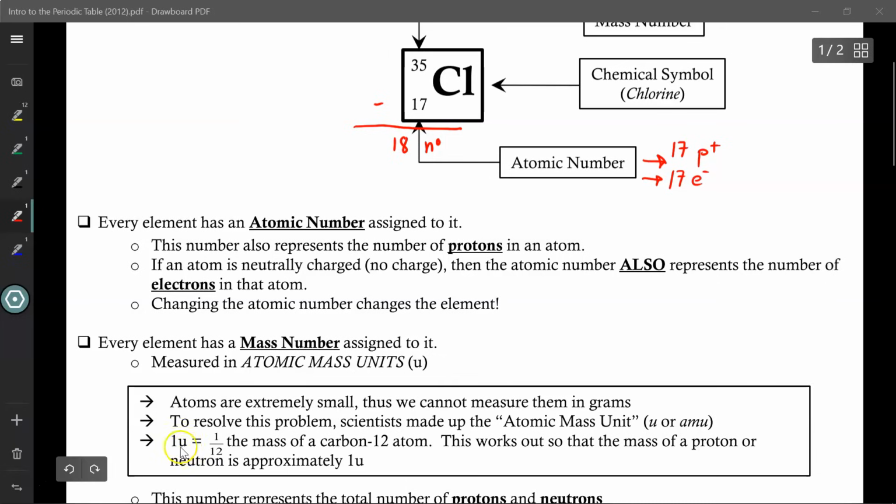In any case, one atomic mass unit is defined as the mass of 1/12 of a carbon-12 atom. This works out so that the mass of a proton or a neutron is approximately one atomic mass unit. So if the mass of chlorine is approximately 35 AMU, and we have 17 protons, each one worth about 1 AMU, then 35 AMUs minus 17 AMUs leaves you with 18 AMUs, and since each neutron is approximately one of those, there are 18 neutrons in total for chlorine.